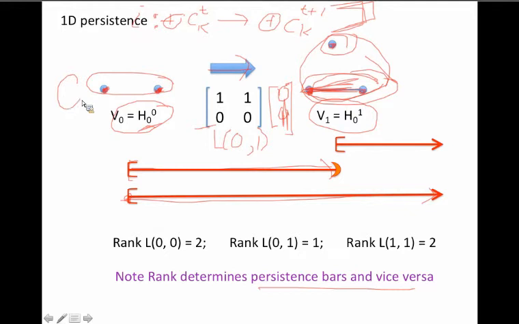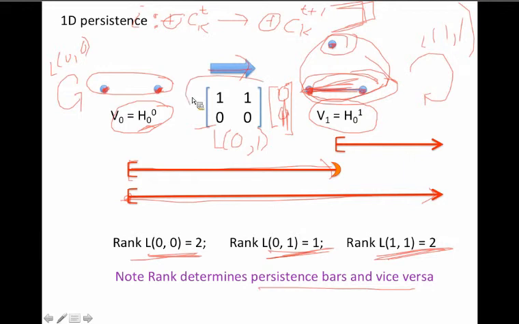I also have the map that takes me from time 0 to time 0. That's just going to be the identity map. So since I've got two components, that rank will just be 2 being the identity map. It's just the number of components. Same thing over here. This would be L of 1, 1. Again, we just have two components, and so the rank of this thing is 2. And then at L01, we can see that the rank of this matrix right here is 1 because two components get sent to one component.